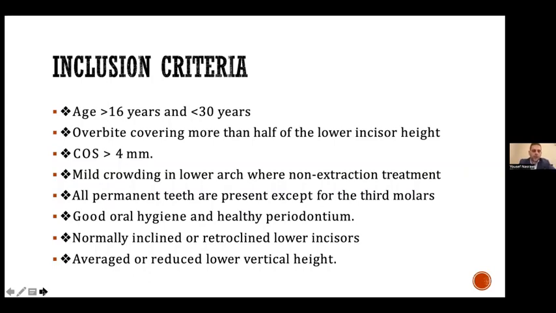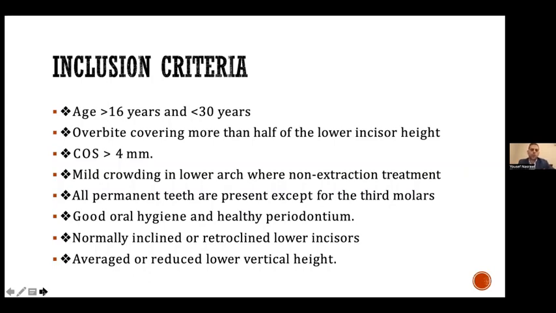All permanent teeth present except for the third molars. Good oral hygiene and healthy periodontium. Normally inclined or retroclined lower incisors, in patients with an average or reduced lower vertical height. Why?